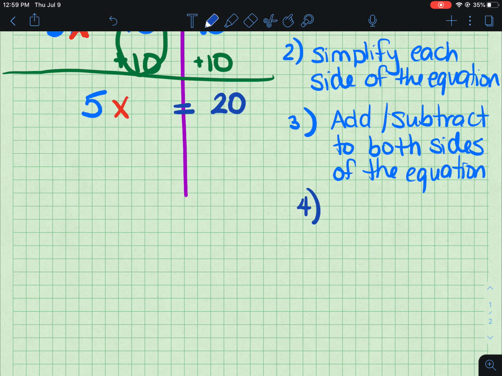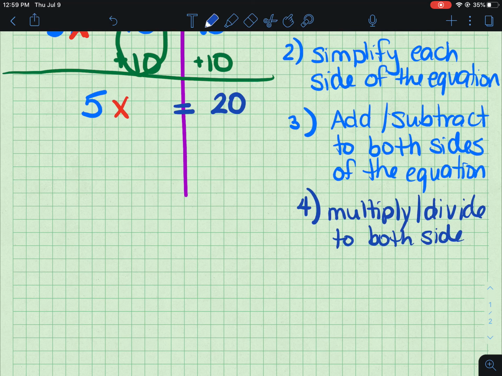And these are the same 4 steps in every set of equations. Now we want to see, is there anything we can multiply or divide to both sides to get the variable by itself? Again, we have to do it to both sides of the equation because that's the rules of algebra. To keep it the same, we have to do it to both sides of the equation. Now in this case, we look to see what's crowding the x. The 5 is crowding the x.